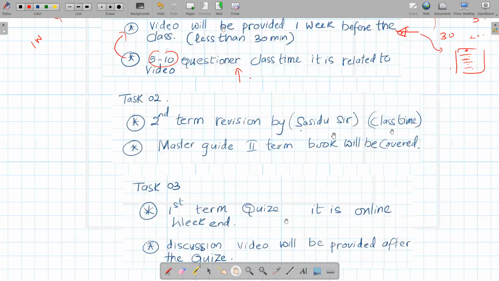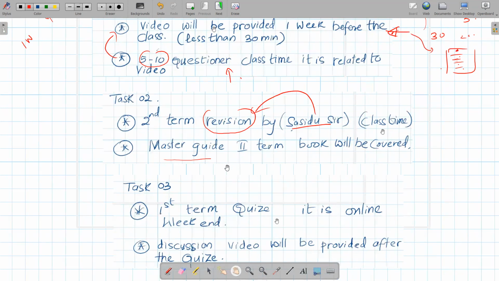The second task is at classroom time. We are going to cover the second term. That is not really covering, I already covered the second term. The substitute sir will do the revision of the second term by using the master guide book. The master guide book is compulsory to bring to the classroom. Then the second term is also covered.